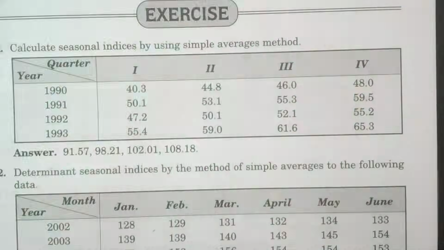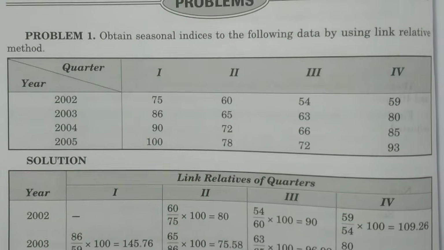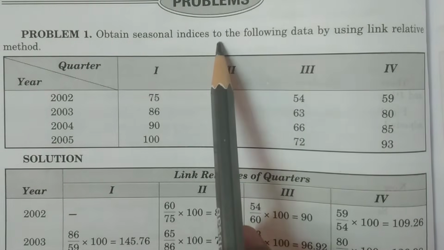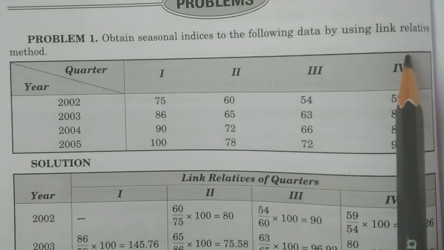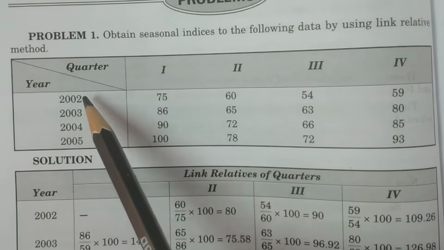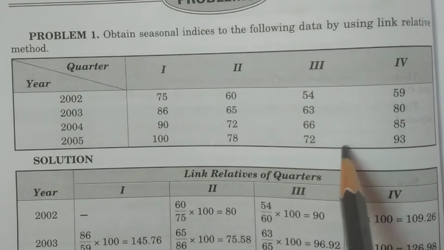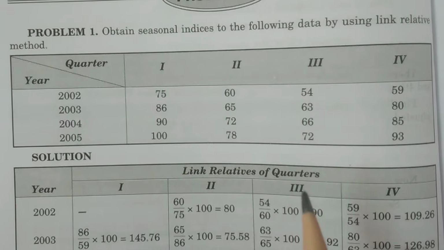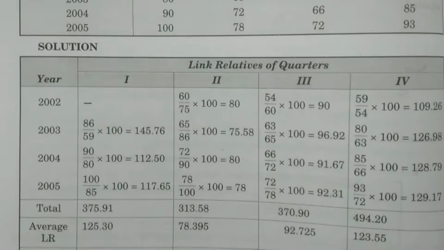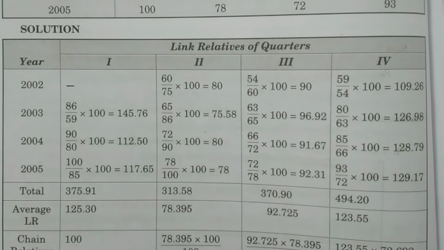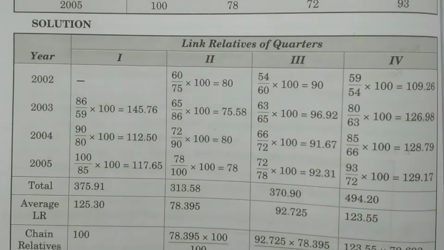Now I will show a particular problem so that you can understand it very easily. This is the data given for calculating the seasonal index numbers for the following data by using the link relative method. Quarterly data is given for 4 years and 4 quarters. First of all, you have to calculate link relatives for quarters. That you see here in the first table, the first part, which explains the link relatives.